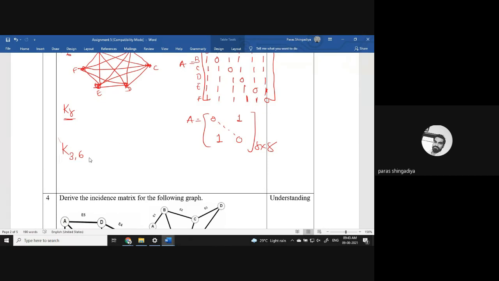Good. So first we draw the bipartite graph, and then after we'll create a matrix. So 3 vertices on one side and 6 vertices on the other side.